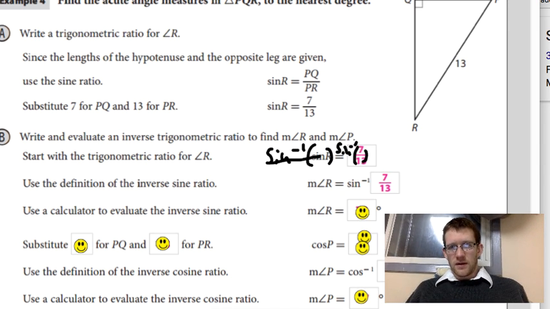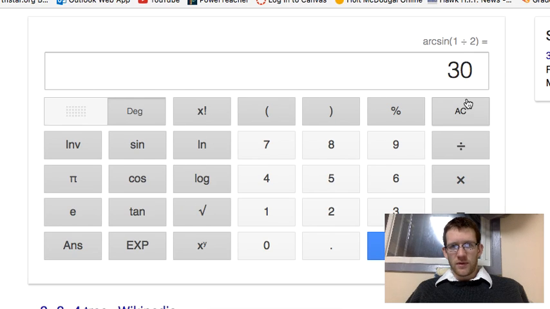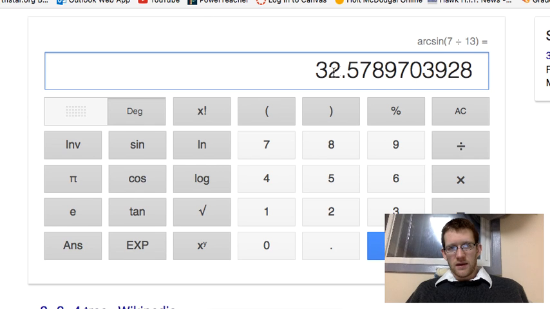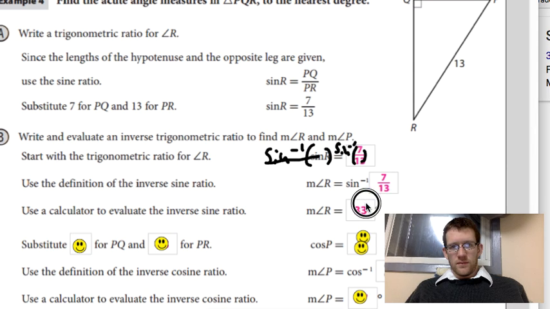Let's try our calculator. Inverse sine of 7 over 13. Let me remember that. Inverse sine 7 divided by 13 equals, I get 32 point something. They round up to whole values, which kind of annoys me. But sure, 32. Yeah, why not? So it says angle R is 33 degrees.